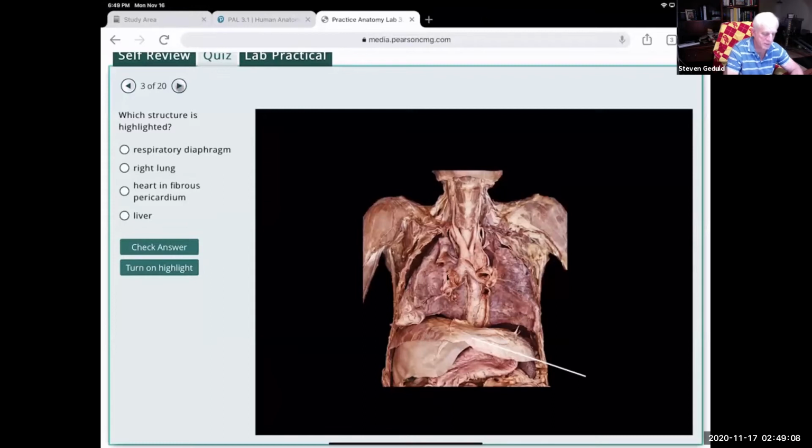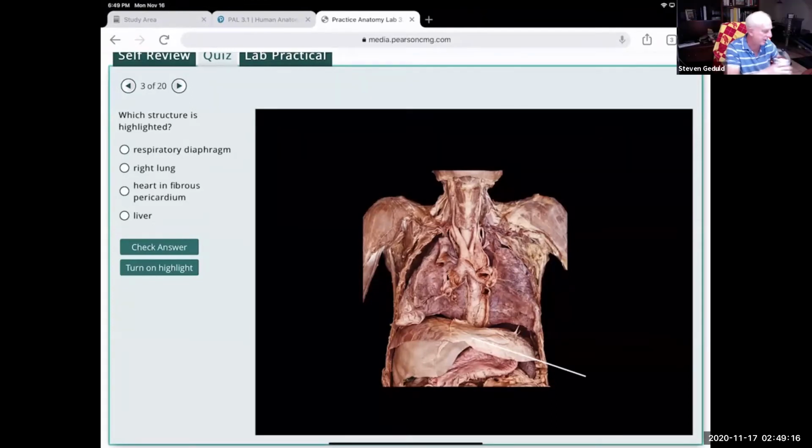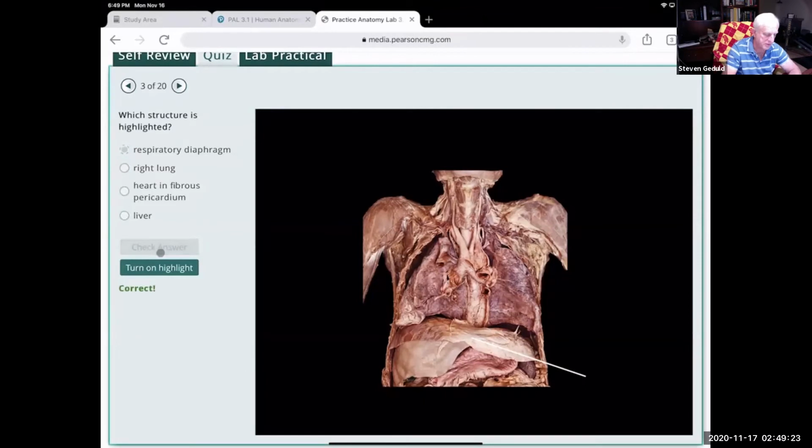Okay, what's that big muscle, mushroom shape, that the lungs sit on top of? Diaphragm. Oh, that's a diaphragm. Okay, you can always tell the diaphragm muscle.